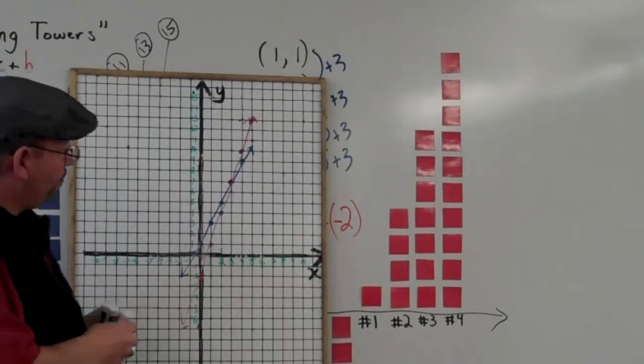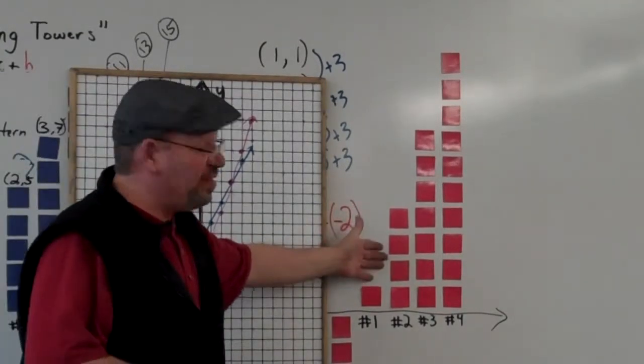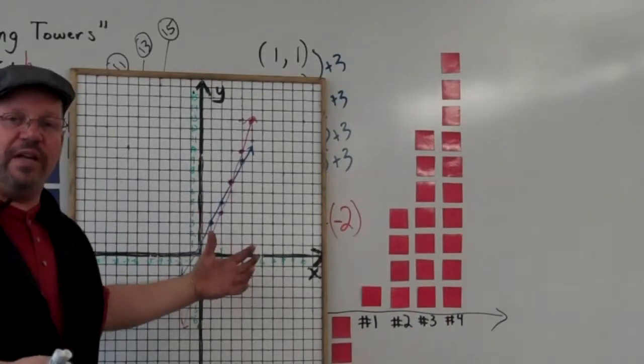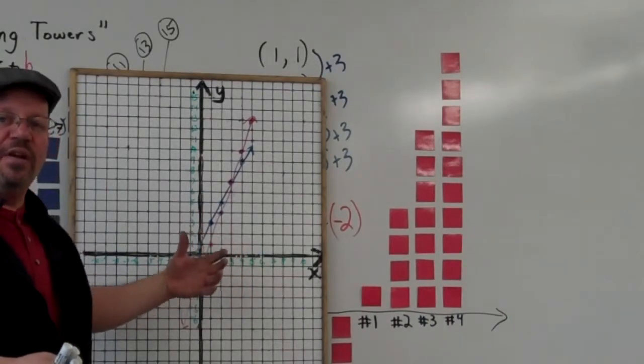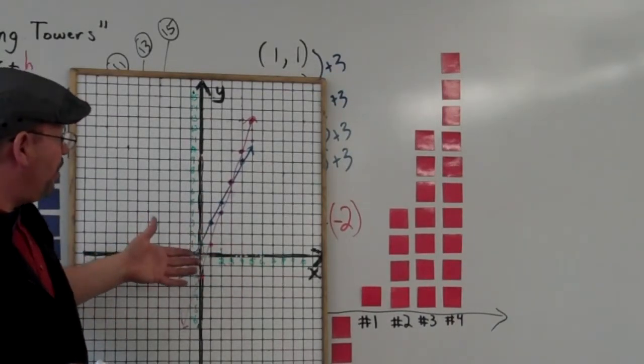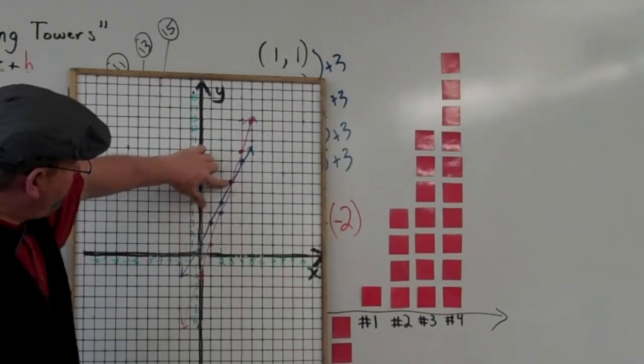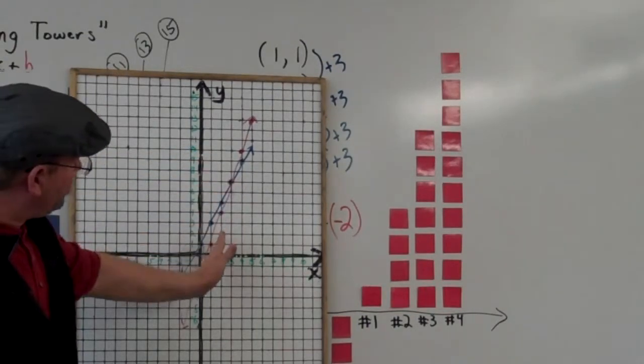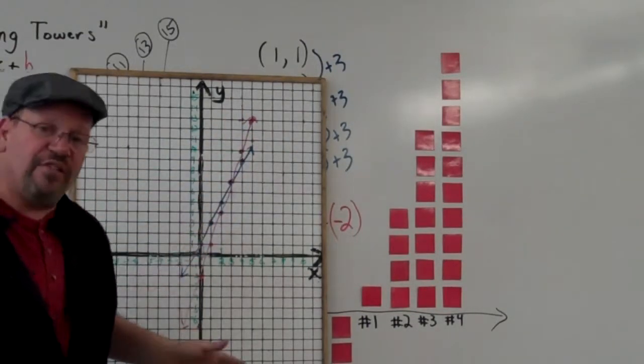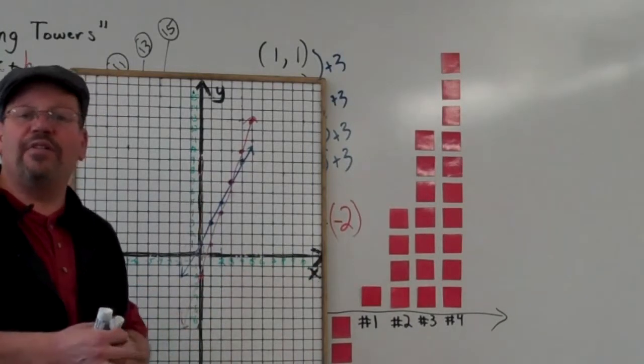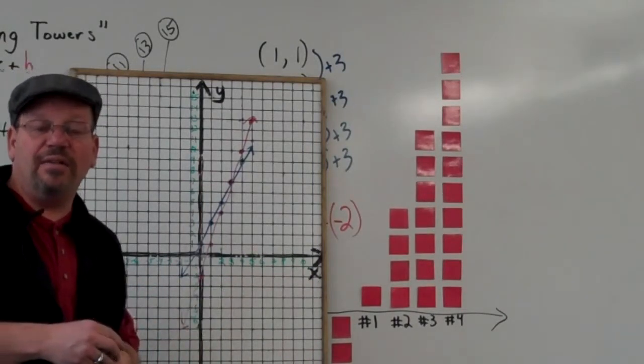And this is just the way these towers relate to the slope-intercept form of an equation, y equals mx plus b. You'll notice we have the same point on both lines. This is called a point of intersection, and in later lessons we're going to study that in a little bit of detail.